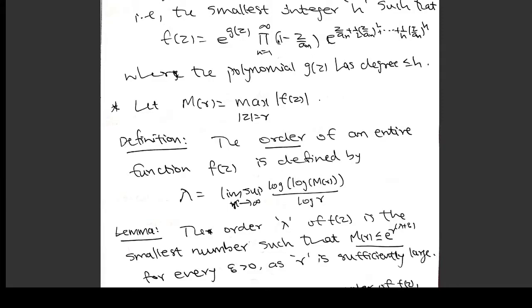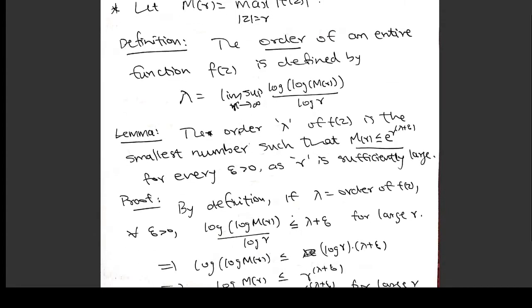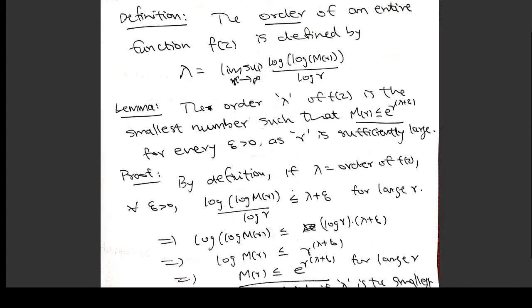So we can accept this as a definition of the genus of f(z) if f(0) is not equal to 0. That means the smallest h such that f(z) has this representation with the degree of g(z) less than or equal to h. Now we are going to the definition of the order of an entire function. You define M(r) to be the maximum of mod f(z) on mod z equal to r. The circle is a compact set, so this is a continuous function, so the maximum exists. Now the order, you define in a heuristic way like this. It is the limit supremum of log M(r) by log r as r tends to infinity.